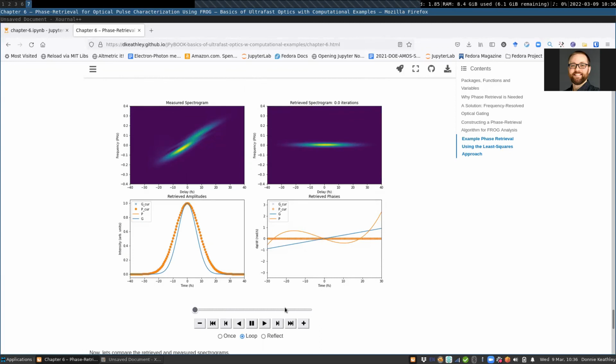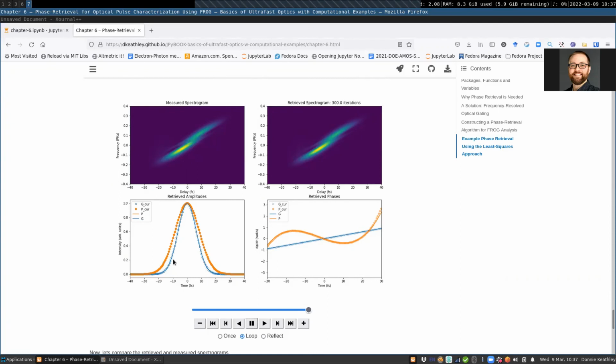So now I'm going to play it. We do up to 300 iterations. And so you notice that almost instantaneously it pops into something very close to the measured spectrogram. And then over the next 200 or so iterations, it slowly improves this phase value and the amplitude values until we converge to the actual pulse and gate. So you see over time, we just keep improving the fit between these two, right? That's actually what we're fitting. Don't forget that is the squared error between these two.